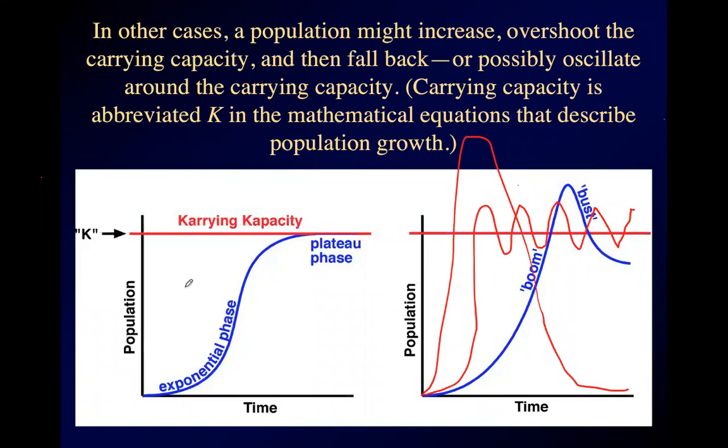I should mention here that carrying capacity here is spelled with a K, not because the makers of this graphic could not spell, but because just as we abbreviate that intrinsic rate of increase as lowercase r, when we write mathematical equations that describe population growth and we want to plug in carrying capacity, we represent carrying capacity with a capital K. So there's your capital K right there.